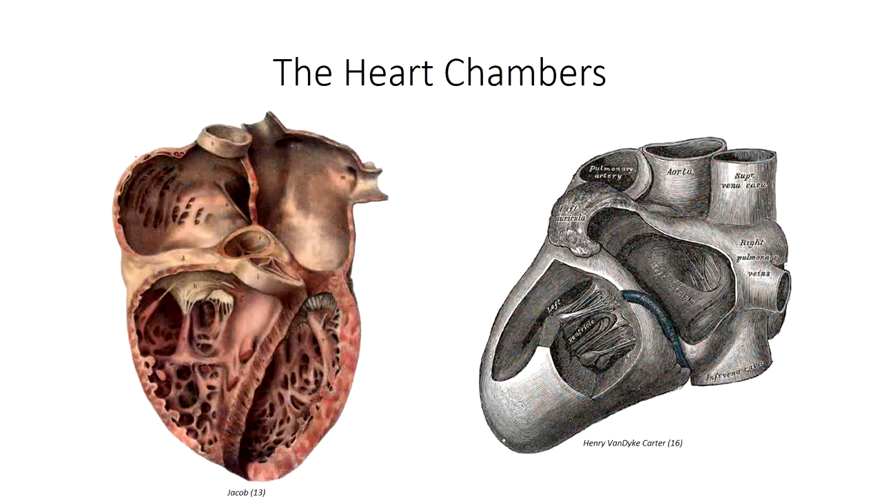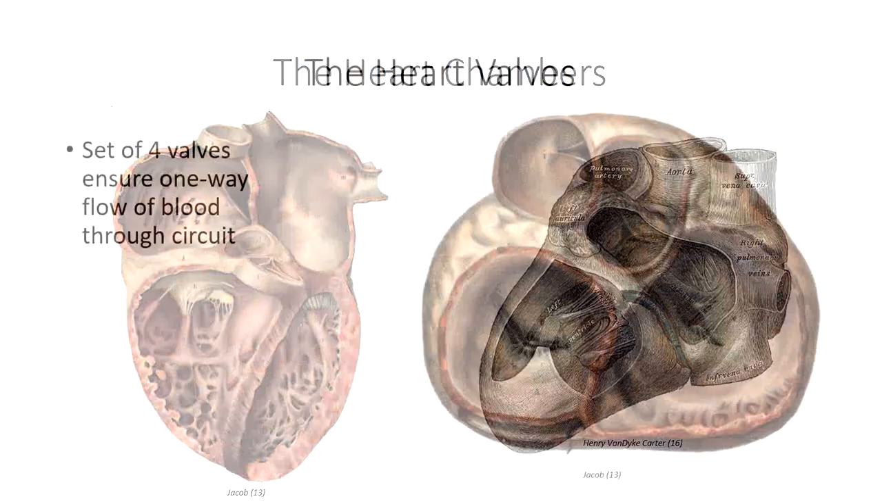Another big difference is with the number of valve cusps and papillary muscles with the left atrioventricular valve. On the right side, we had three cusps making up the tricuspid valve. On the left, there are only two, and so we have the bicuspid valve. This is also often referred to as the mitral valve, because the two cusps resemble a mitre hat, like the one worn by the Pope.